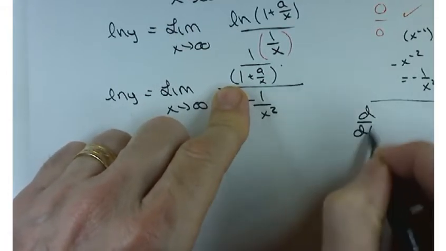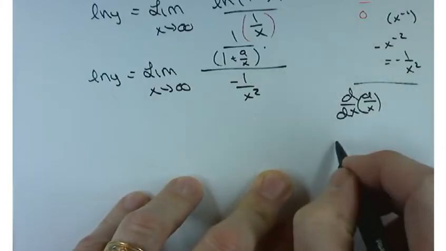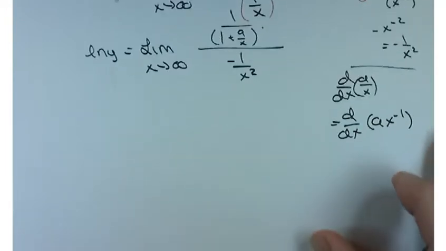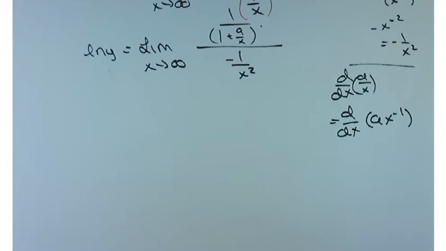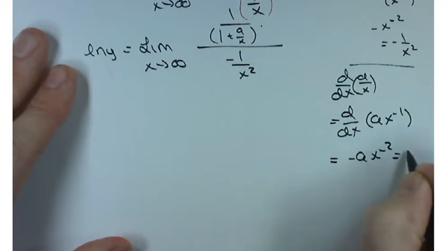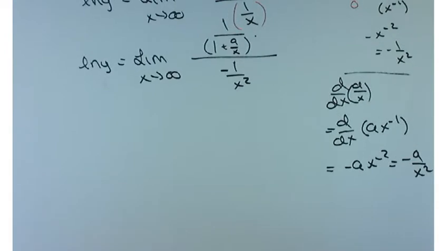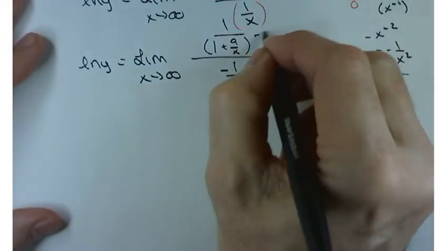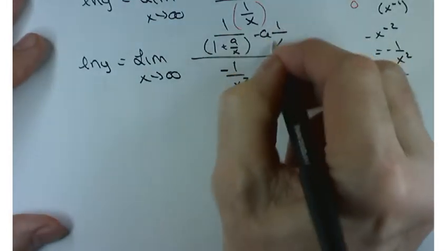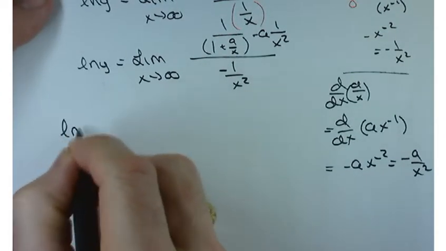So derivative of a over x, which you could think of as the derivative of a times x to the negative first power, so I get negative a over, or times 1 over x squared. Let me rewrite that a little bit neater.